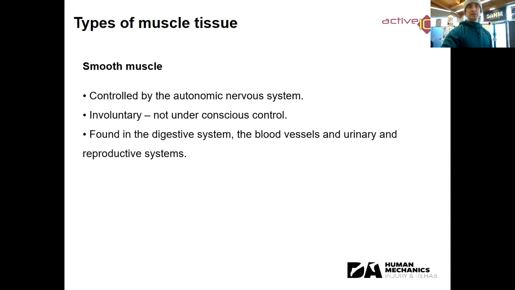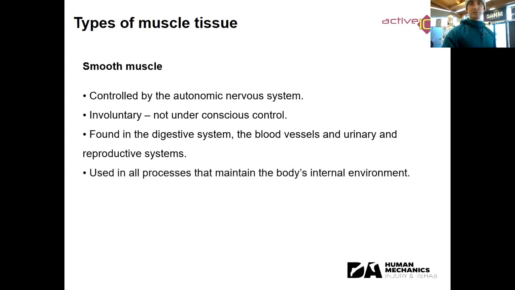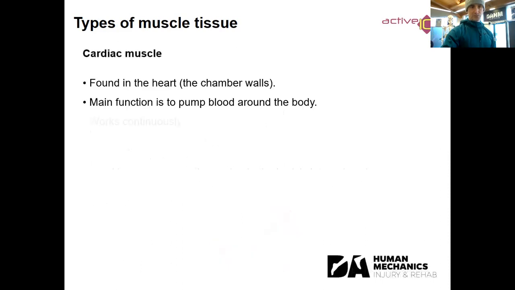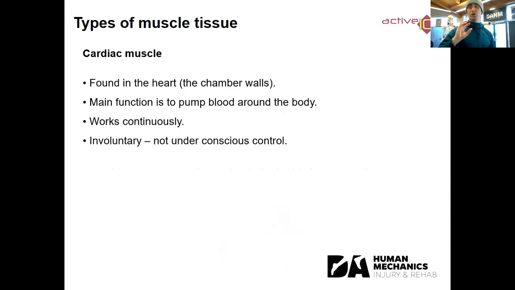So smooth muscle, again controlled by the autonomic nervous system, not a conscious effort from us. Found in the digestive system, again processes and maintains body internal environment, breaking down foods, digestive tract. Cardiac muscle, found in the heart, main function is to pump blood around the body, oxygenated blood around the body, deoxygenated blood back to the lungs.